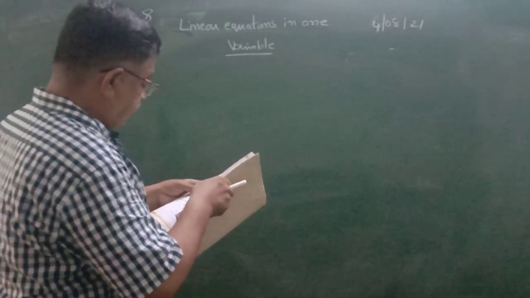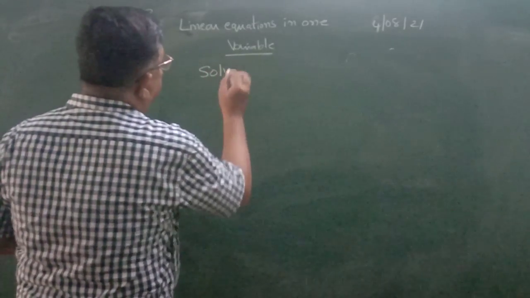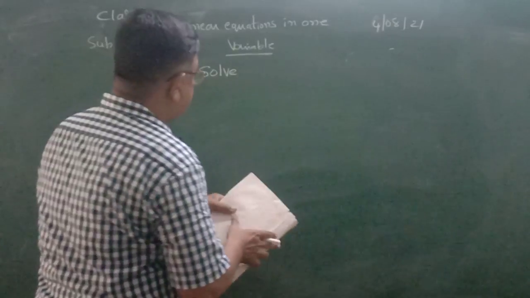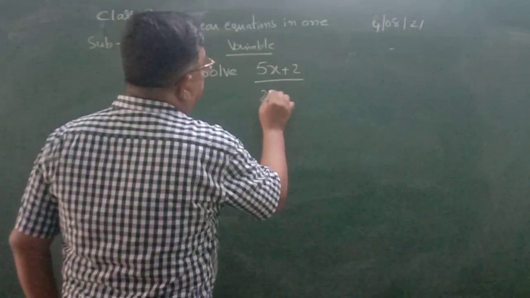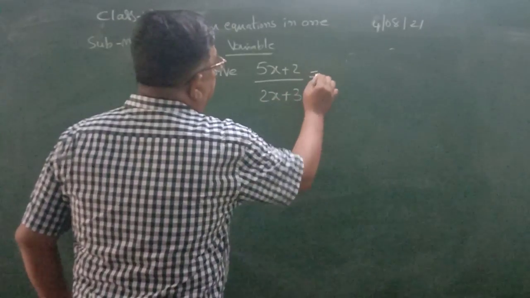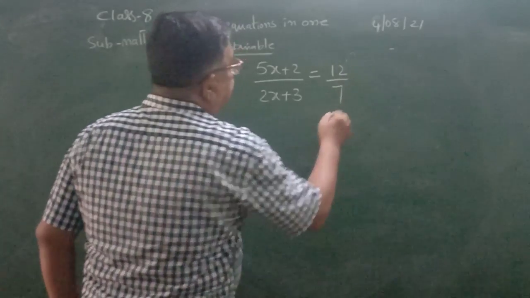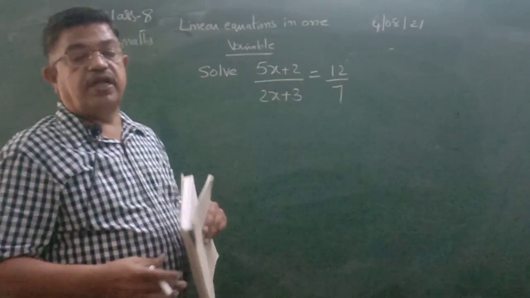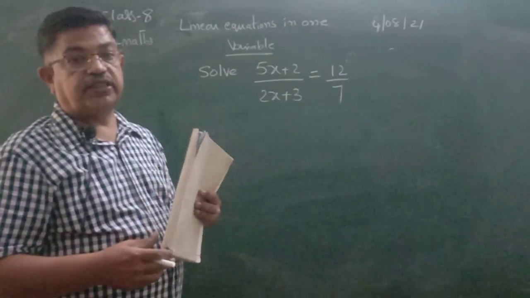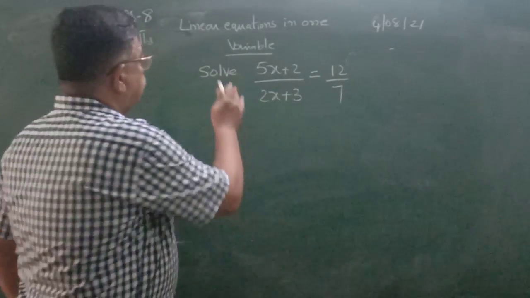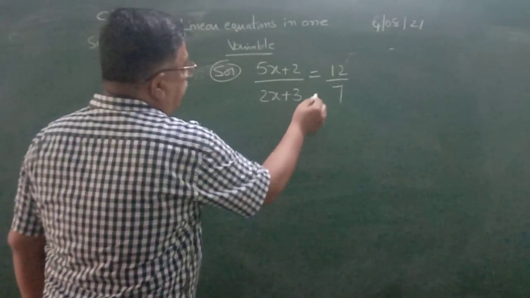Next example, solve (5x + 2)/(2x + 3) = 12/7. An equation can be given in any form. We want to reduce the equation to linear equation form or simple equation form. So, first step as it is. Whatever they gave, we write as it is.